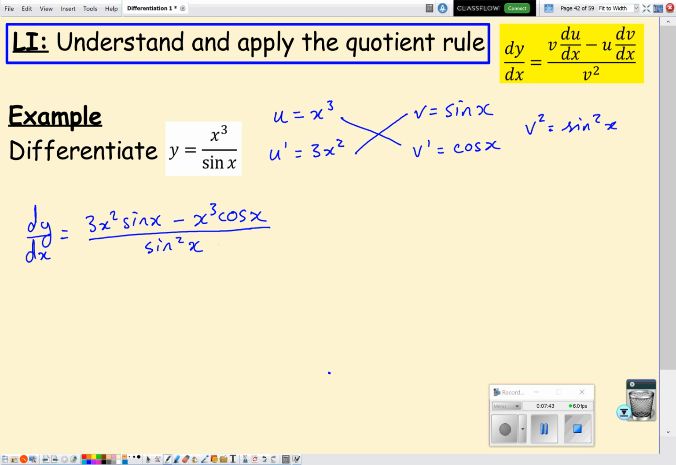Okay, now with the numerator here, there's no like terms to gather, but we can factorise it, and it's going to be a common factor of x squared. x squared comes out, and we get 3 sine x, take away x cos x, all over sine squared x. Job done.